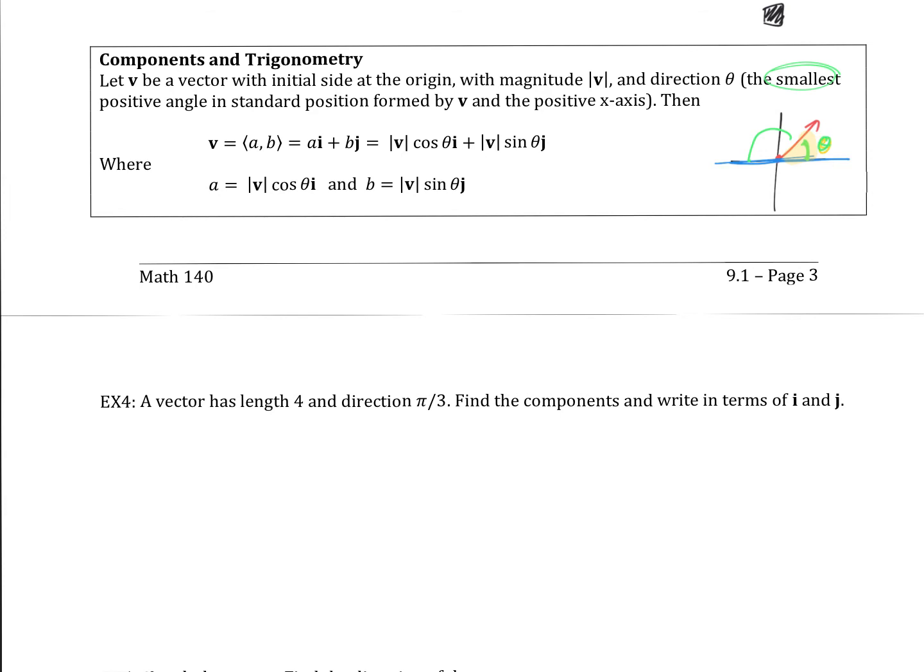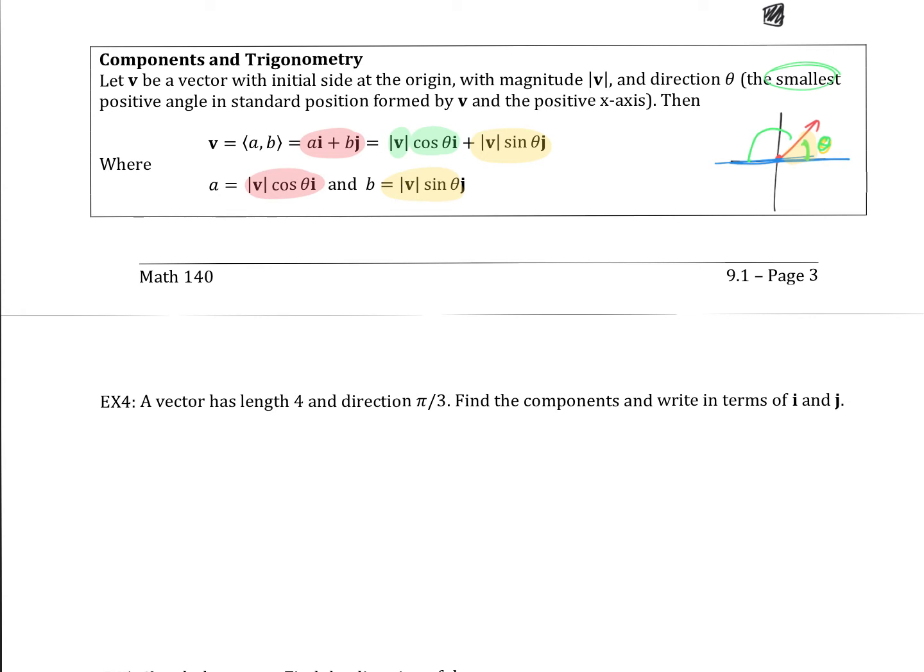Then what do we know? Well, the vector AB will be equal to ai plus bj, which is going to be equal to our magnitude times cosine theta i plus the magnitude times sine theta j, where a is equal to the magnitude times cosine theta and b is equal to the magnitude times sine theta. So that's just the introduction of how we mix the vectors with trig.